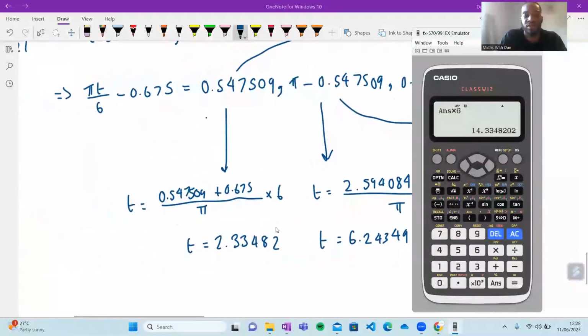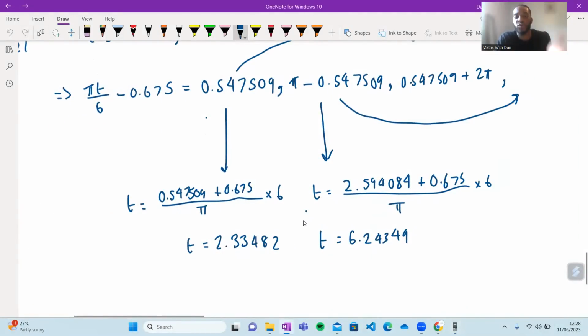So these are the only two values. Does that make sense? t was between 0 and 12. These are the only values of t between 0 and 12. Is that clear?